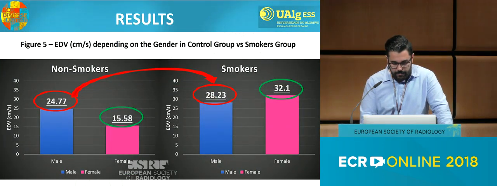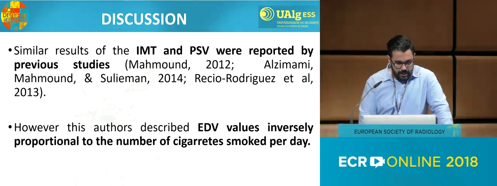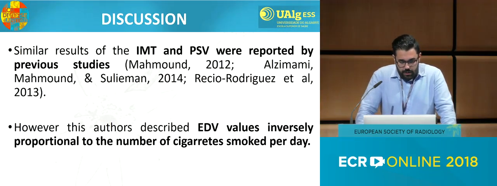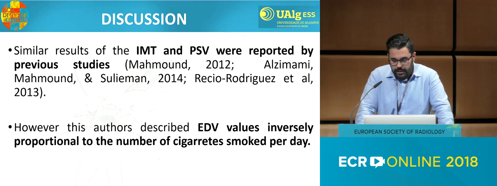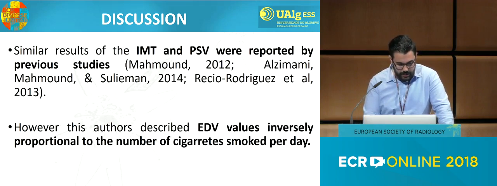Here the EDV, and one more time, the female smokers got a higher value: the male smokers got 28.23, and the female smokers got 32.1. Similar results of the IMT and PSV were reported by previous studies. However, these authors described EDV values inversely proportional to the number of cigarettes smoked per day.